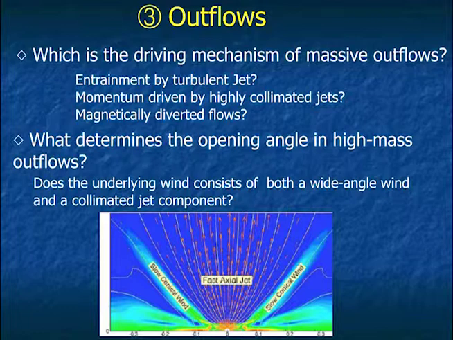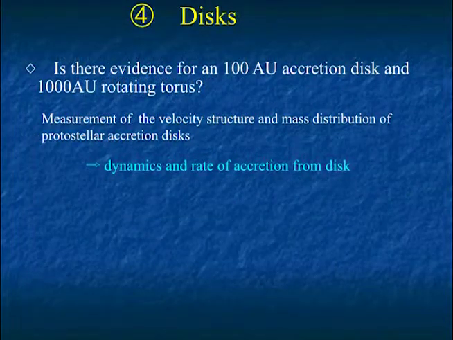What determines the opening angle of high mass outflows? Something I didn't mention, but high mass outflows seem to have larger opening angles than low mass outflows. So it's important to determine how that happens. Does the underlying wind consist of both a wide angle wind and a collimated jet, which would produce a higher opening angle? That's something that we have to probe again at the scale of 10 to 100 astronomical units. Disks: we still have to find the evidence for a 100 astronomical unit accretion disk and a rotating torus.